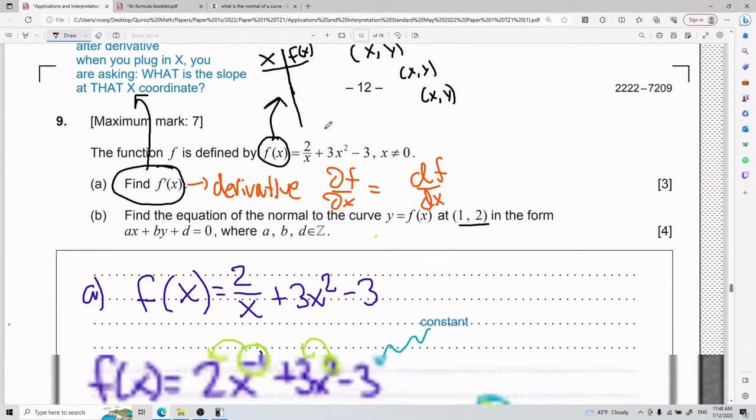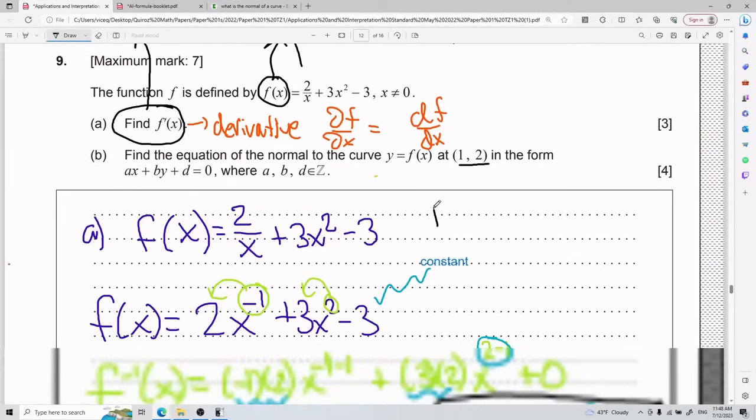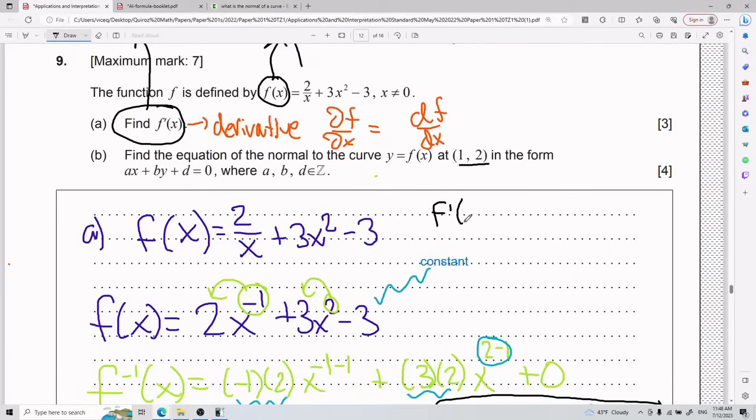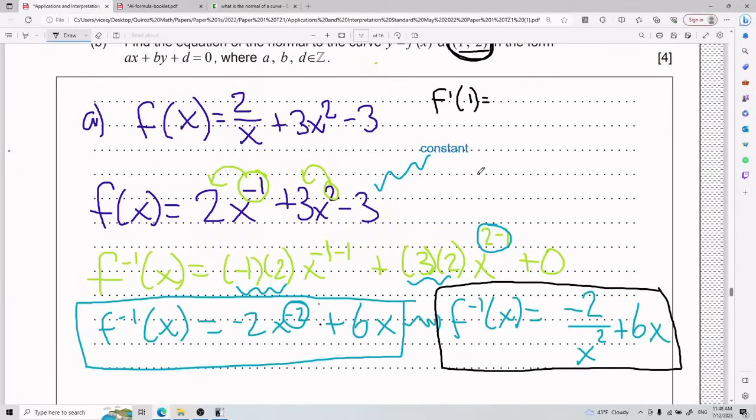So if I go ahead and plug in 1 into the derivative version of my function, I am asking what is the slope when x equals 1. See? Why did I plug in 1? Because they are asking for the normal at (1, 2). So, I'm going to use this one here.